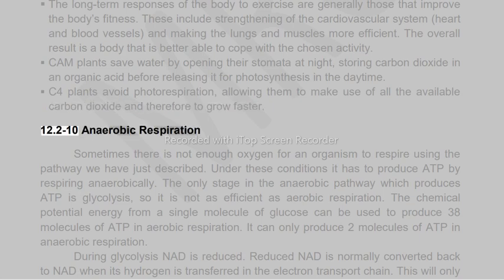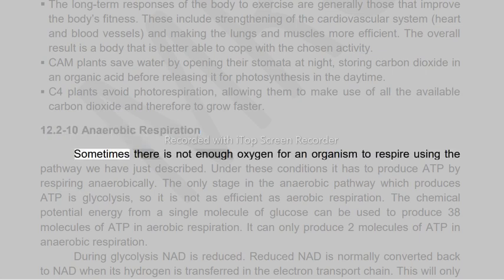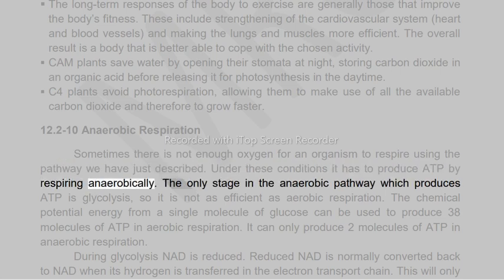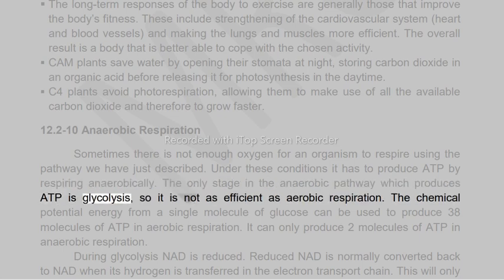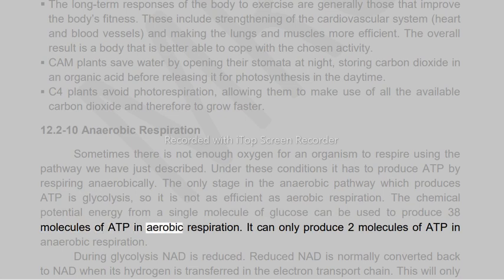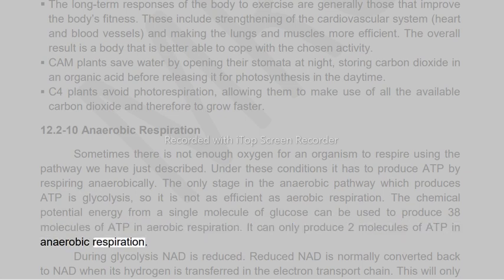Anaerobic respiration. Sometimes there is not enough oxygen for an organism to respire using the pathway we have just described. Under these conditions, it has to produce ATP by respiring anaerobically. The only stage in the anaerobic pathway which produces ATP is glycolysis, so it is not as efficient as aerobic respiration. The chemical potential energy from a single molecule of glucose can be used to produce 38 molecules of ATP in aerobic respiration. It can only produce 2 molecules of ATP in anaerobic respiration.